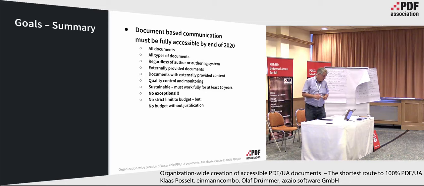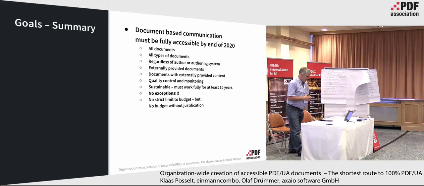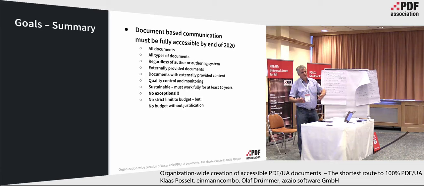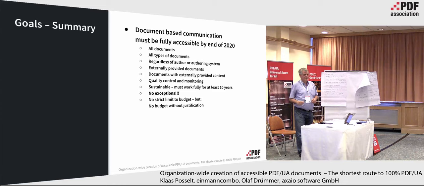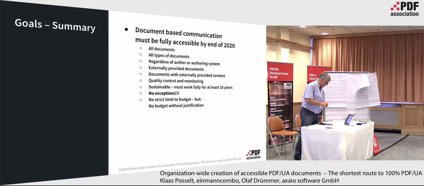And then what we also tried to point out at the beginning, there must be some quality control in place, so not make it somehow accessible, but really accessible. Make it accessible today and one or five years from now. And the rule is no exceptions. There's no corner that you cannot touch. So everything must be addressed. We have 3 years to run the project, so it's not overnight. And again, there's no strict limit to the budget, but you have to justify the budget.